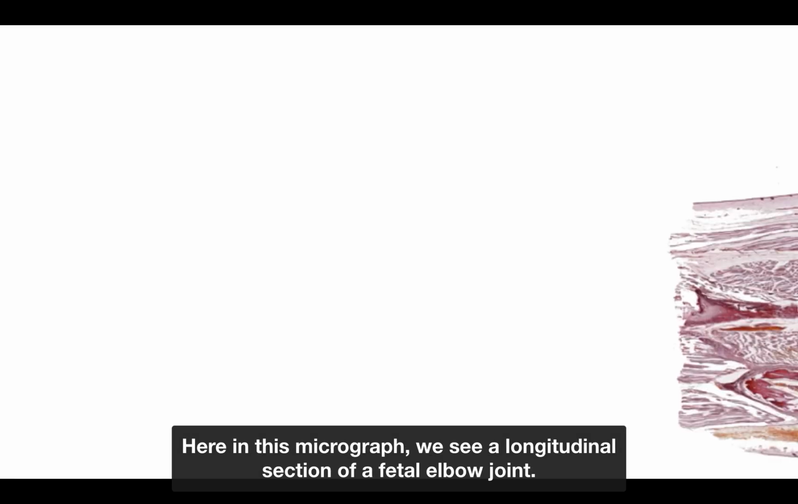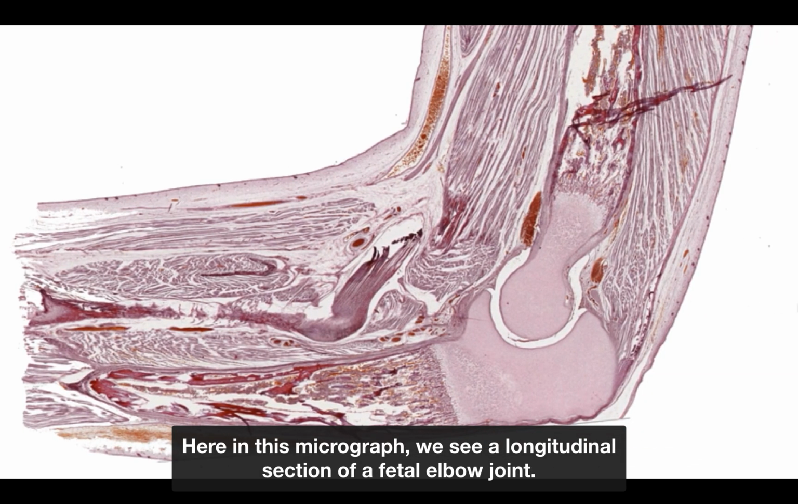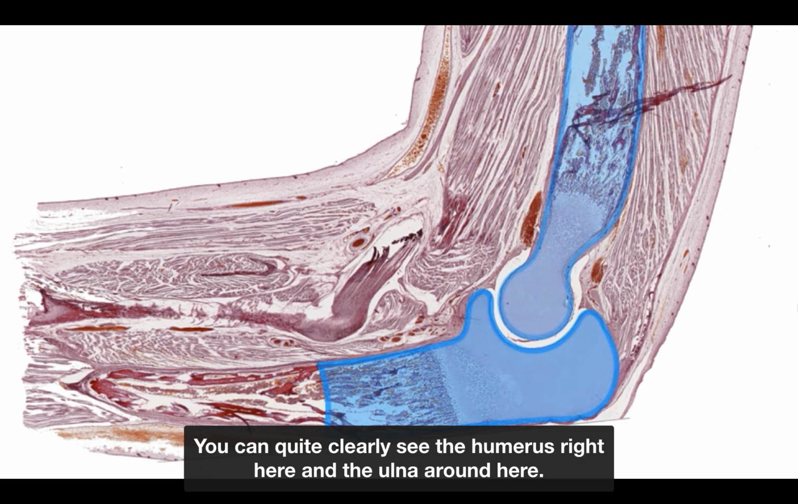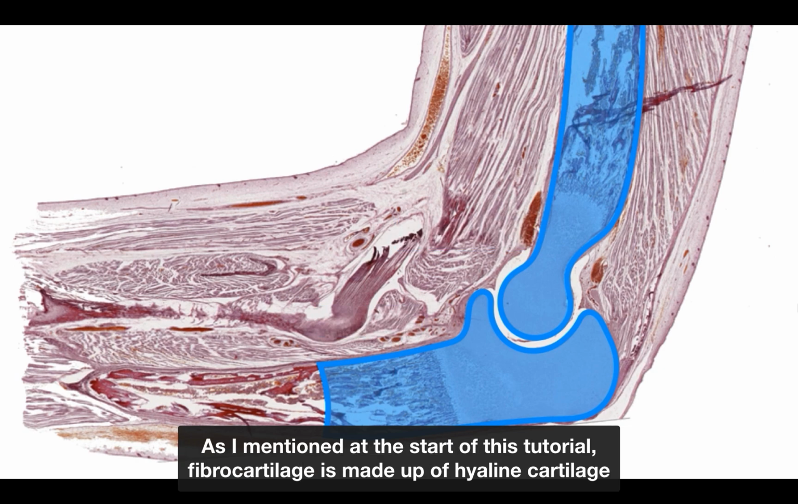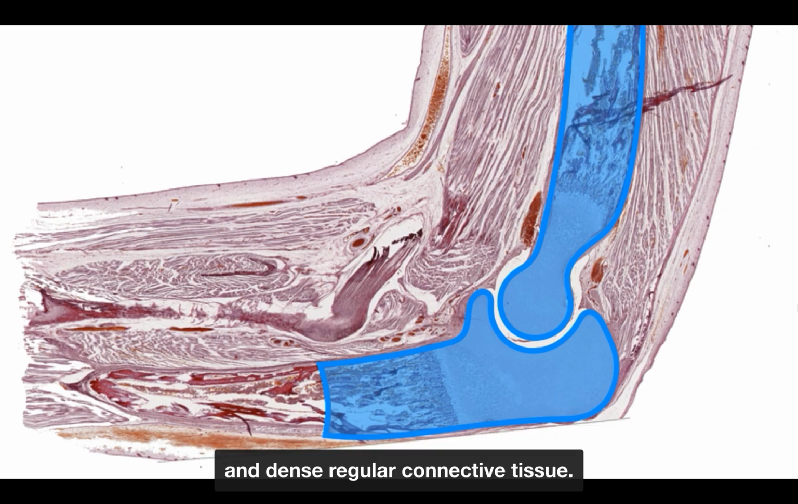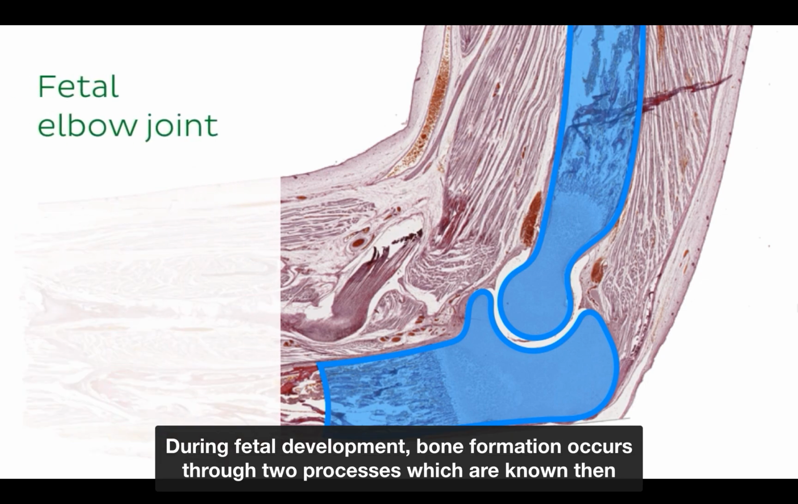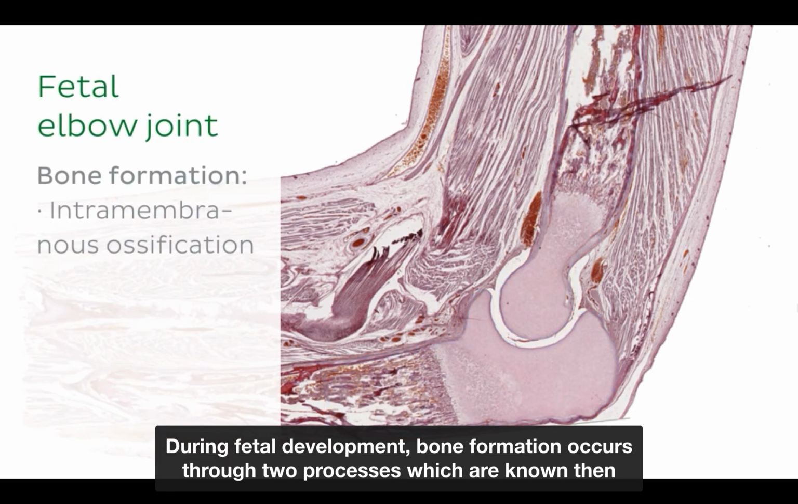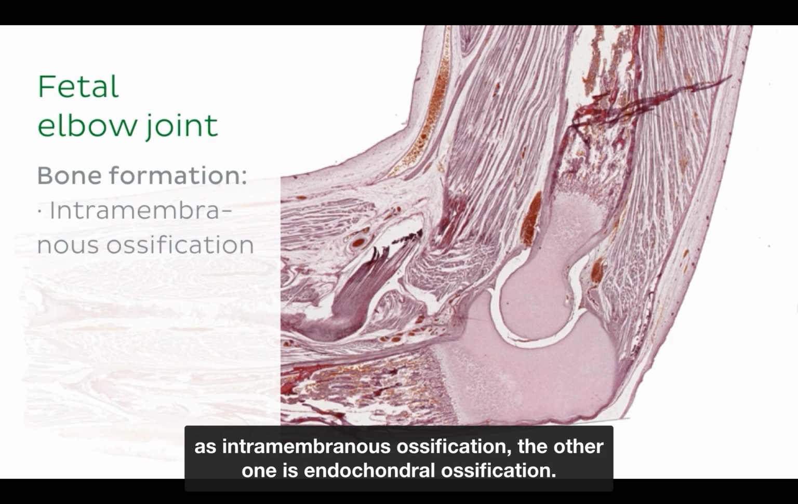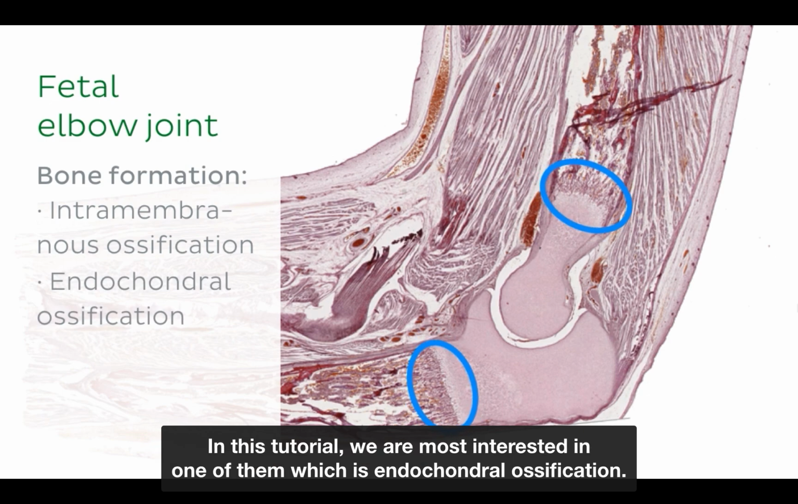Here in this micrograph, we see a longitudinal section of a fetal elbow joint. You can quite clearly see the humerus right here and the ulna around here. As I mentioned at the start of this tutorial, fibrocartilage is made up of hyaline cartilage and dense regular connective tissue. During fetal development, bone formation occurs through two processes. One is intramembranous ossification. The other one is endochondral ossification. In this tutorial, we are most interested in endochondral ossification.